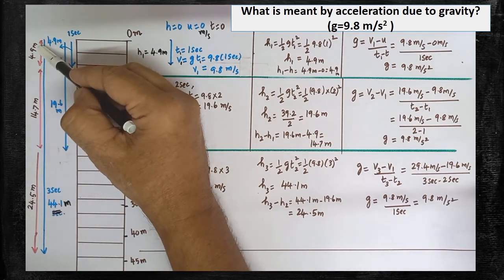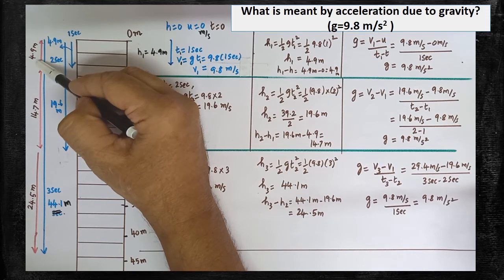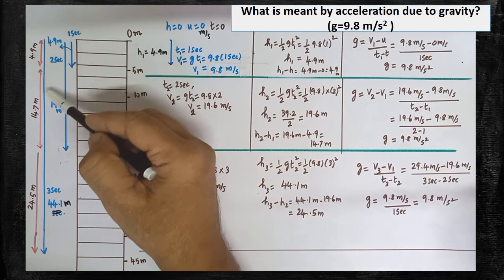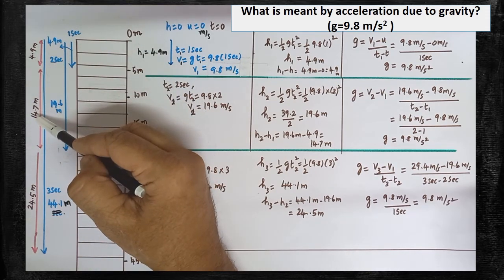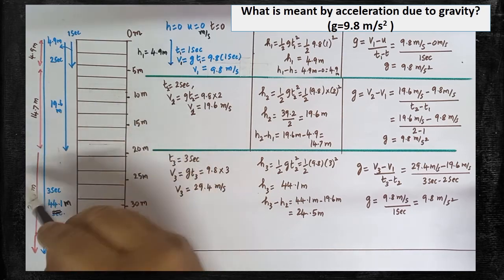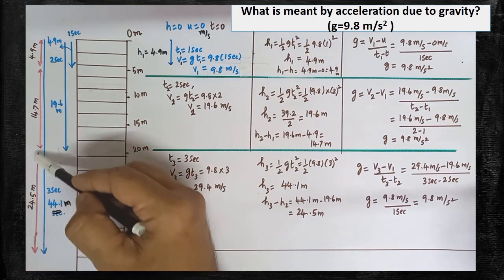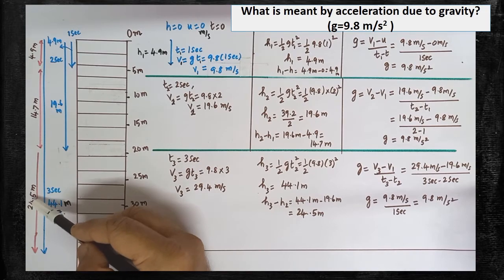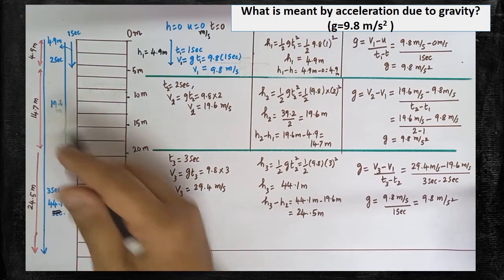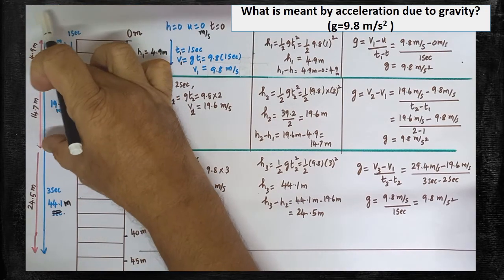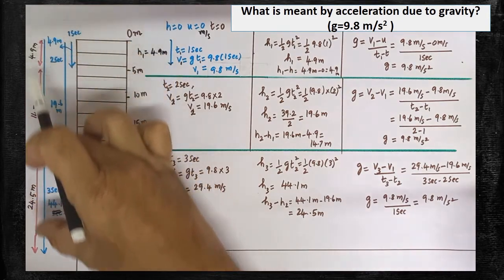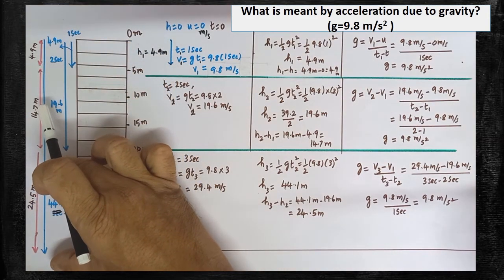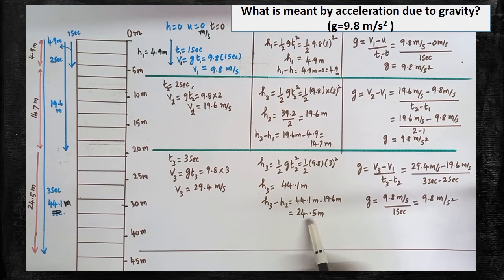Look at that. In the first second, it covers 4.9 meter. In the second second, it covers a distance of 14.7 meter. In the third second, when the third second is going on, it covers the distance of 24.5 meter. It shows that here the distance covered is less. Here the distance covered is a little bit more. Here the distance covered is further increased. It shows that the body is accelerated.